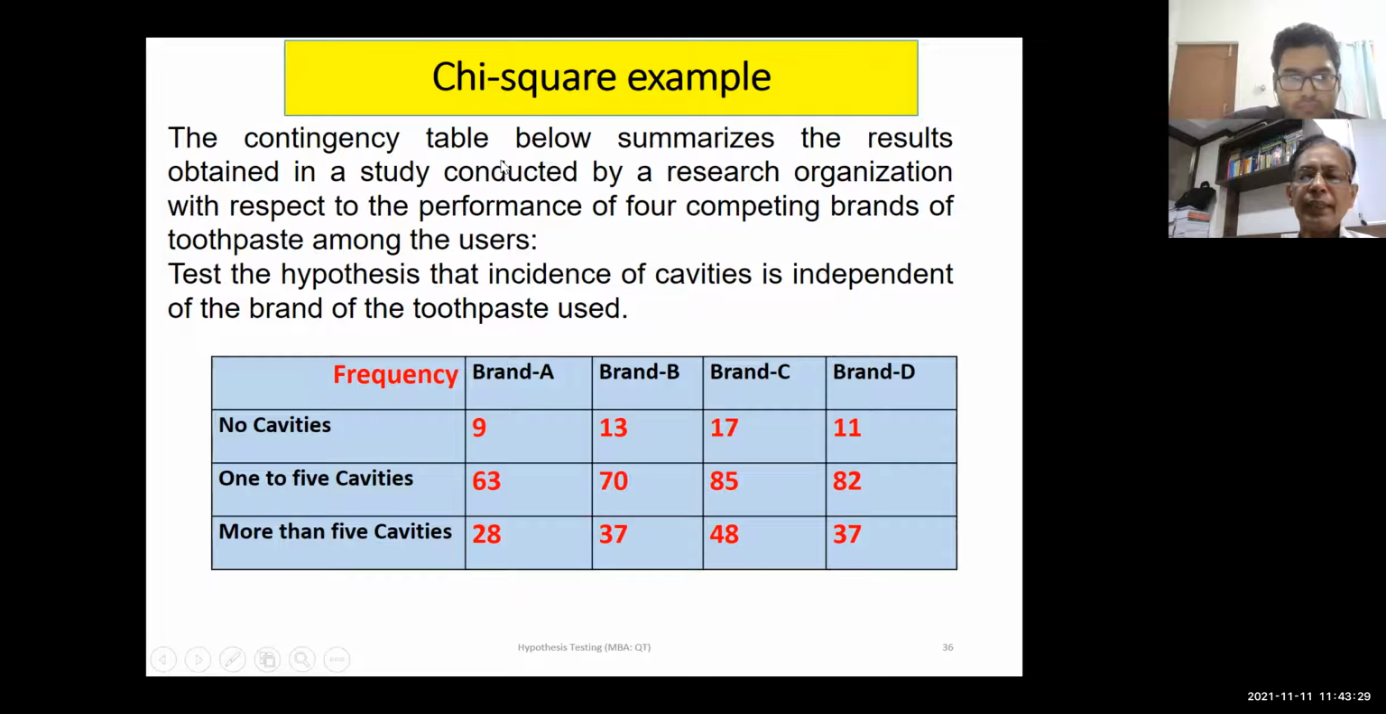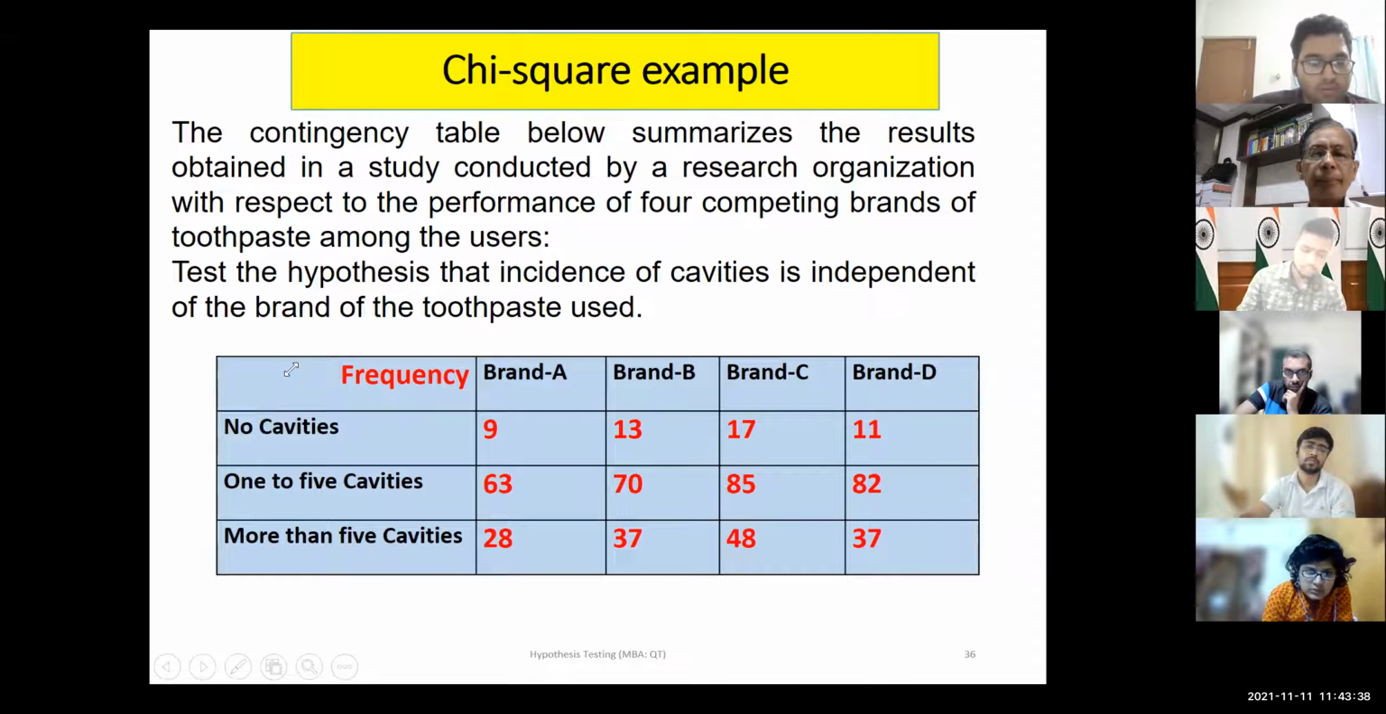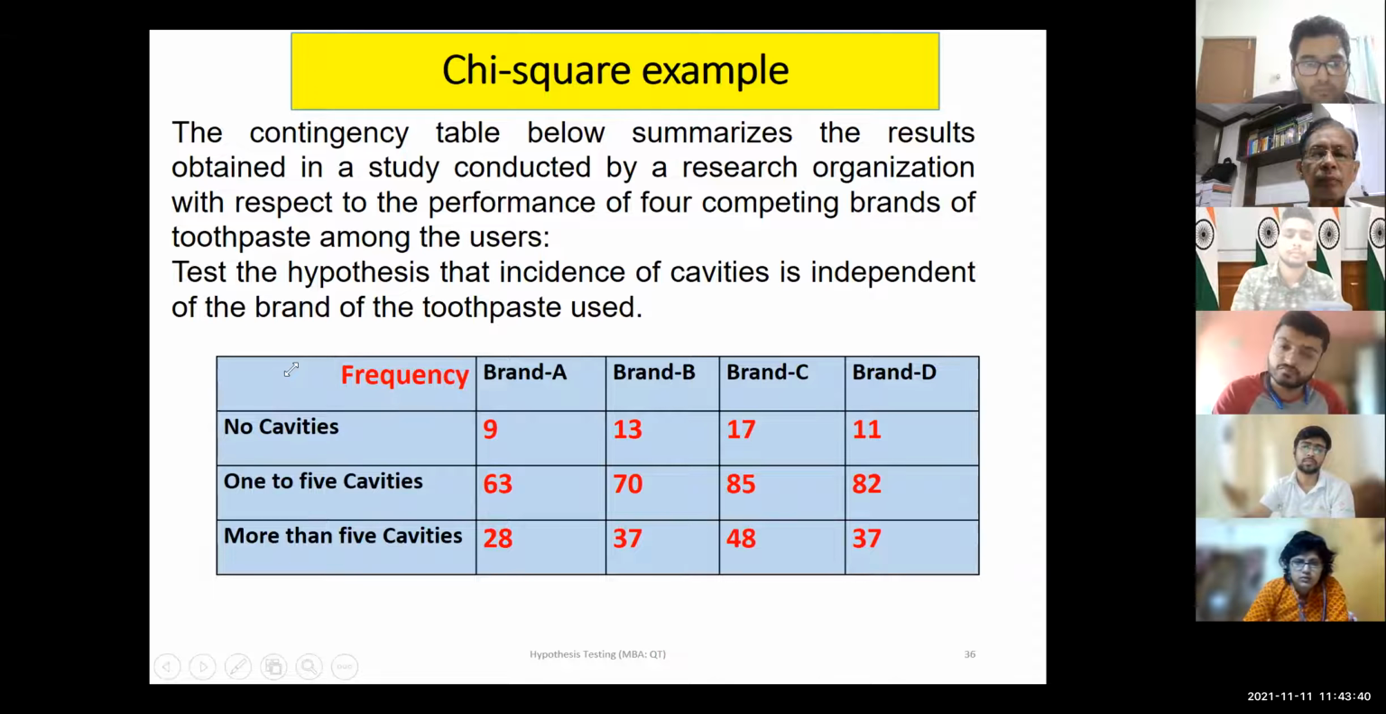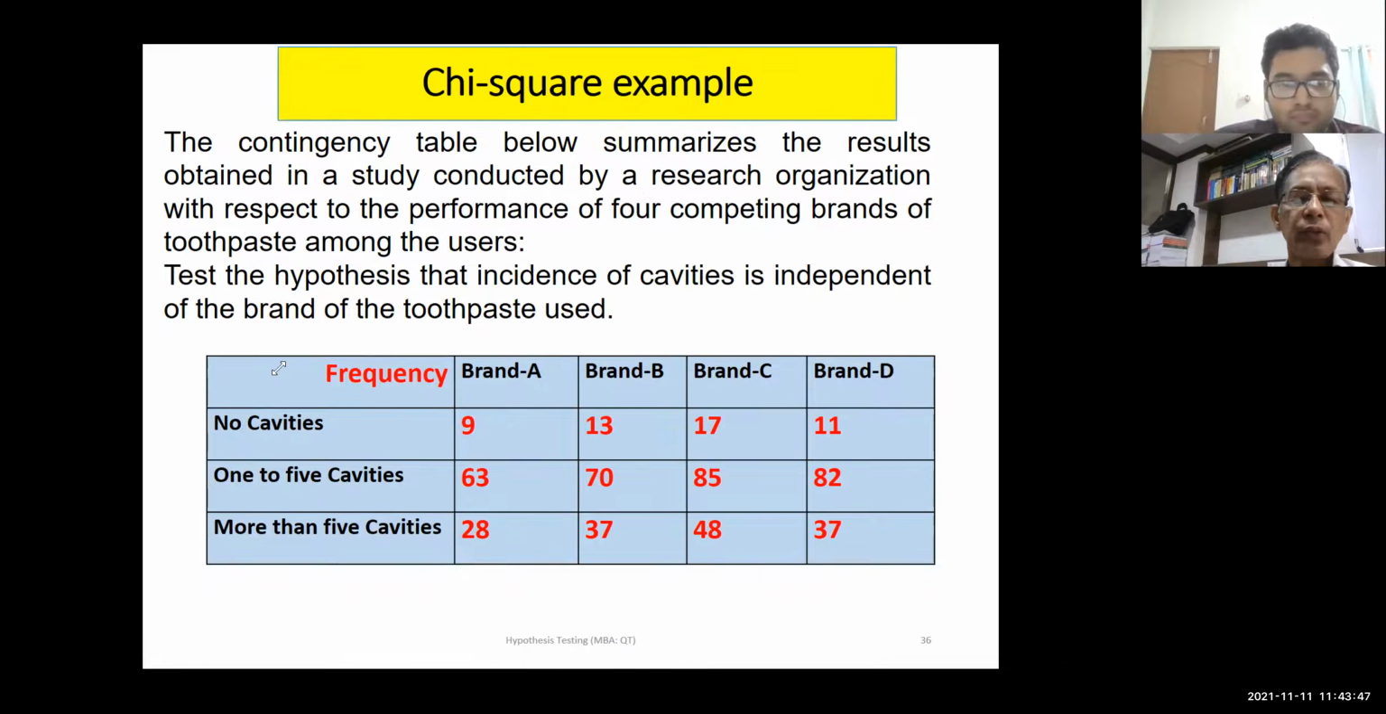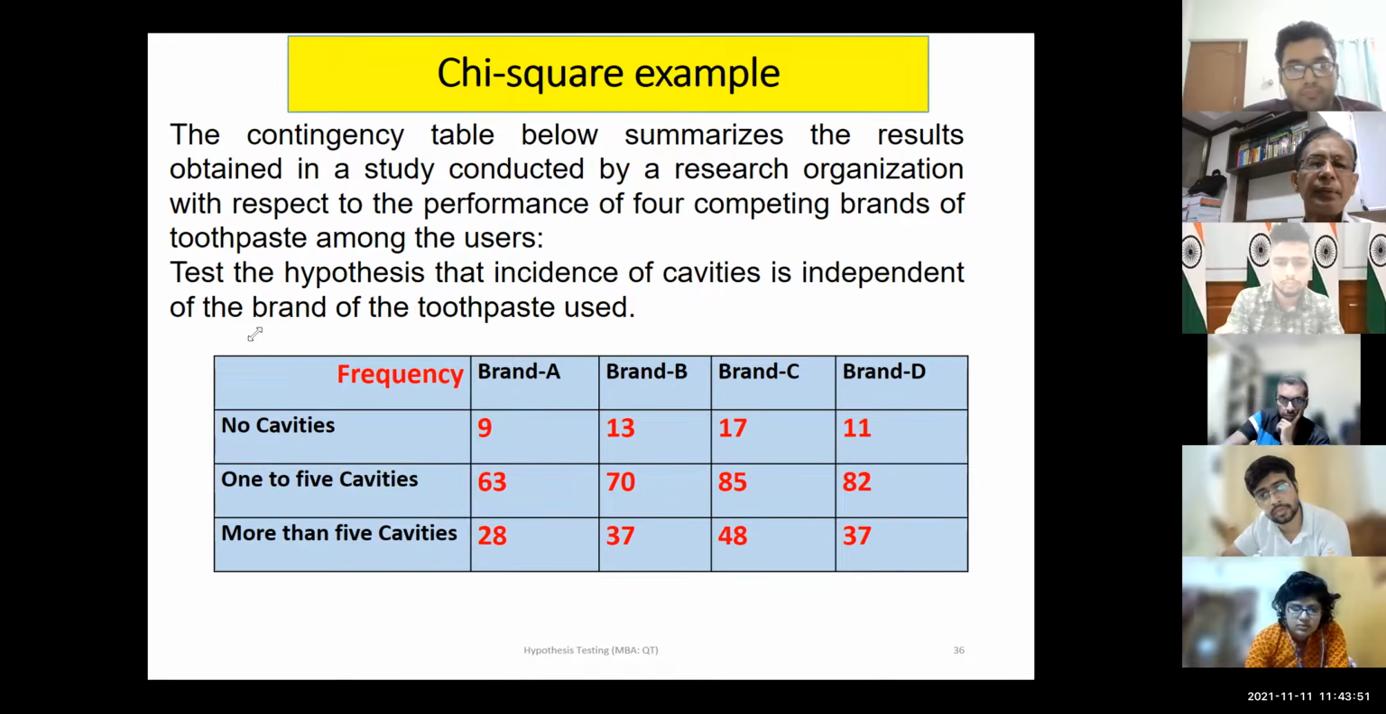This is called a contingency table. And in the contingency table, how many rows are there? 4 rows, 3 columns? Or 3 rows, 4 columns. So it is a 3 by 4 contingency table or matrix.